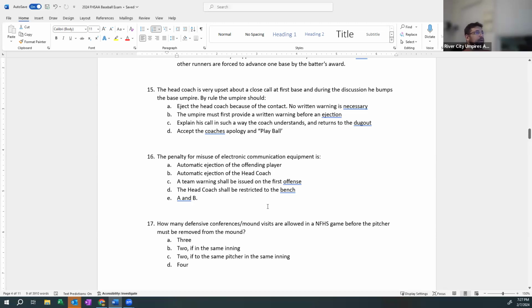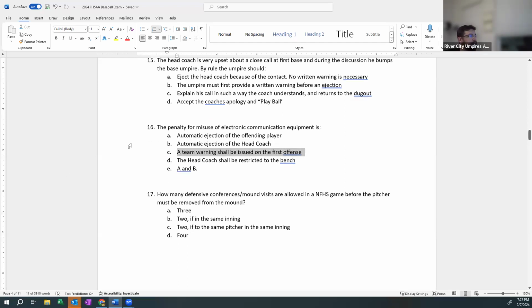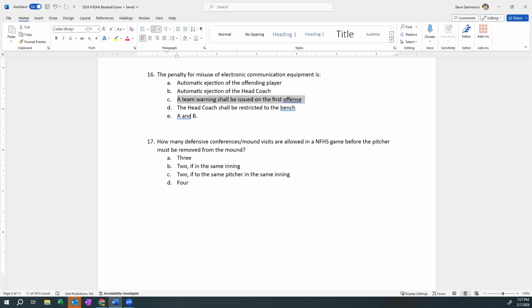All right. The penalty for misuse of electronic communication equipment is, what is the penalty? See, it's a C. Warning on the first offense. Awesome. And you know what? That is also on the new rule change that they sent out from FASHA for us to look at. So yeah, that was good. That's a good one. Yep.